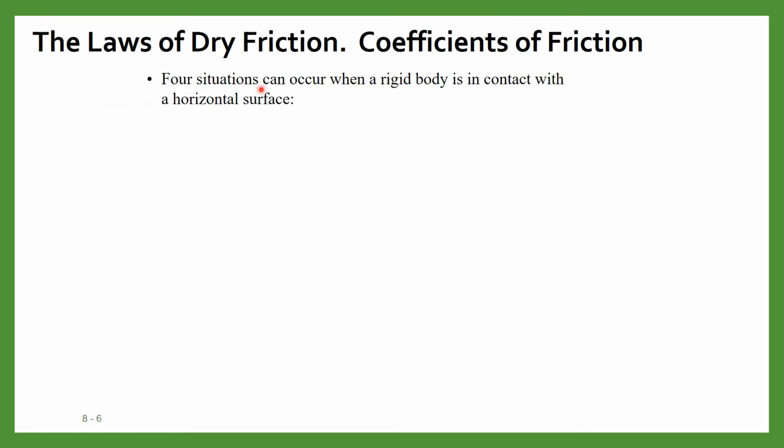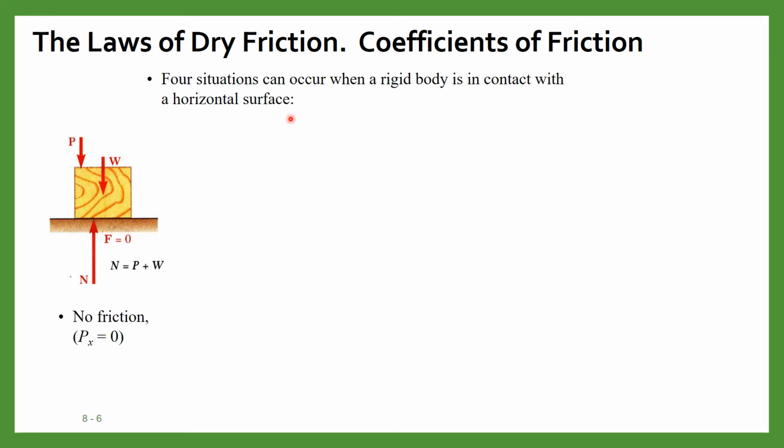Now there are four situations that can occur when a rigid body is in contact with a horizontal surface. So let us see those four conditions. This is the first condition, when this force is applied from the top. In this case we have the weight, we have the normal force, and since the force is applied from the top, the block cannot move in the bottom direction because of this restraint. So we can say that in that case the frictional force is zero.